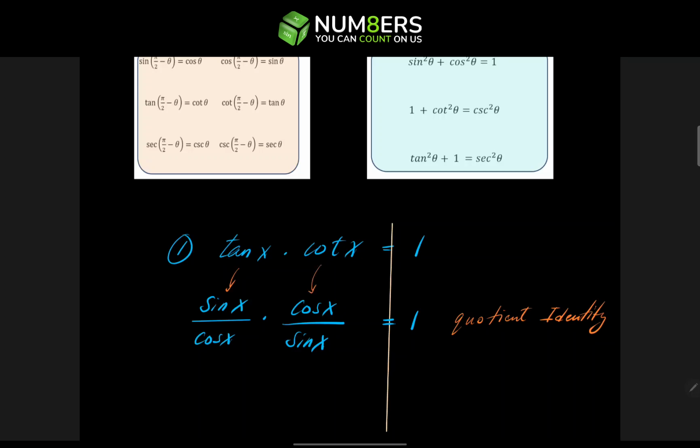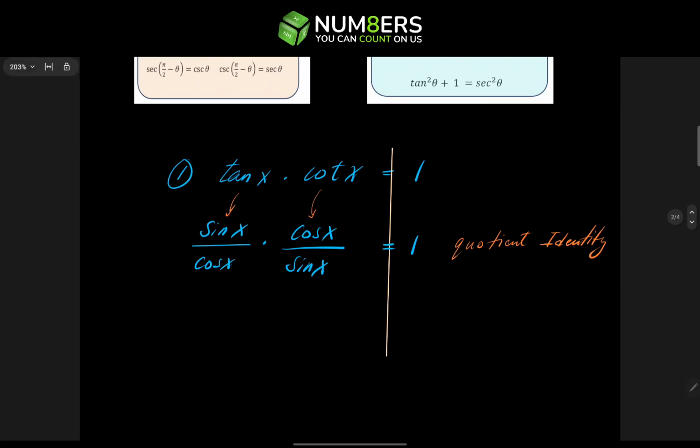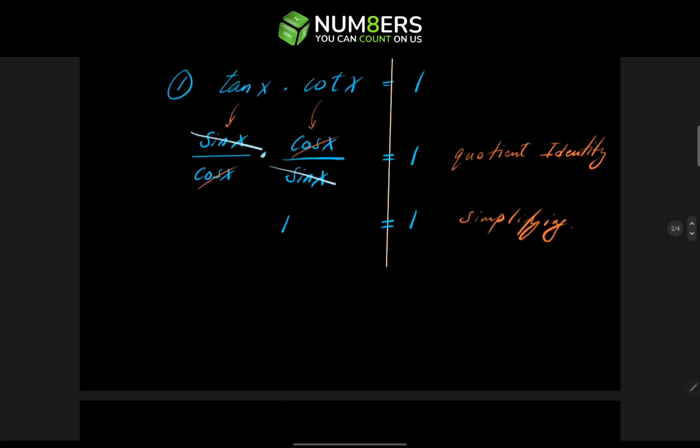They're both quotient identities. For the next step, we're going to simplify, and notice how sine x and sine x cancel. You can only cancel when there's a multiplication sign in the middle, not when you're adding or subtracting. And for the cosine, we can cancel the cosines. So on the left side, we're left with just 1, because everything simplifies, equals 1. And because we've simplified, we can just write simplifying here. And that's it for the first method of solving this one.